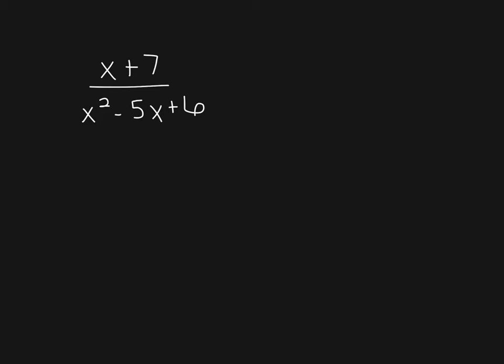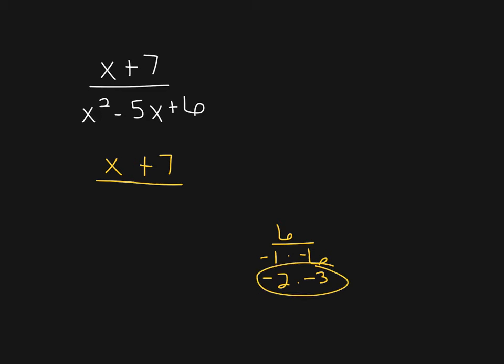Okay, when our denominator is in expanded form, we need to factor it before we can determine what the excluded values are. So we'll keep x plus 7, leave that alone. And then x squared minus 5x plus 6. A times c would be 6. You've got 1 times 6. Actually, we need to do negatives because b is negative. Then negative 2 times negative 3, that's the one that works. So x minus 2, x minus 3 are the two factors.